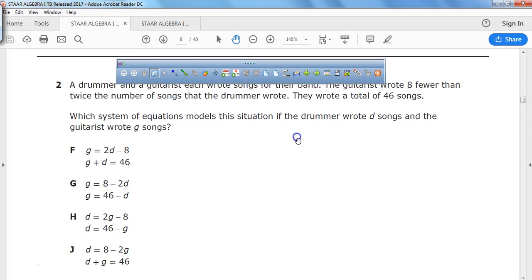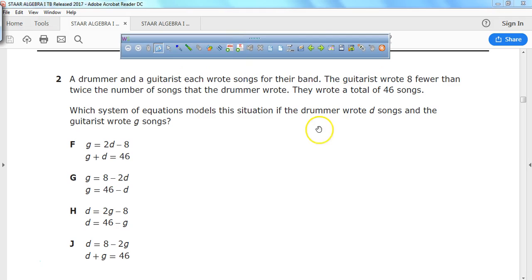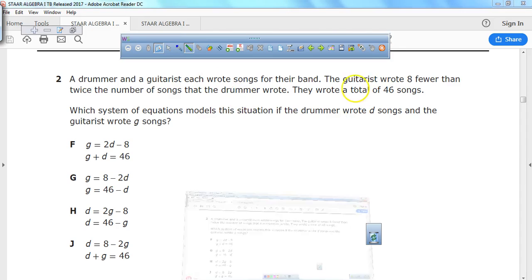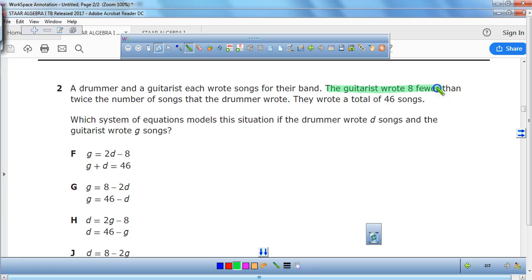So this one, you don't even have to solve. You've got to do a setup. It says a drummer and a guitarist each wrote songs for their band. The guitarist wrote 8 fewer songs than twice the number of songs that the drummer wrote. Wow. So we've got to figure out what that means. The guitarist wrote 8 fewer than twice the number of songs that the drummer wrote. Now they wrote a total of 46 songs.